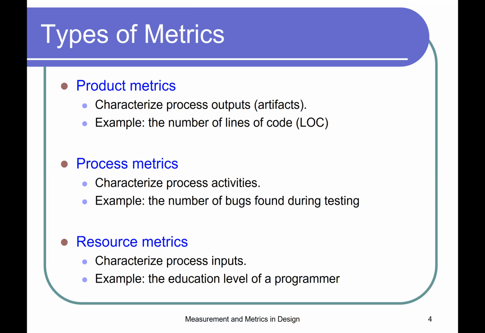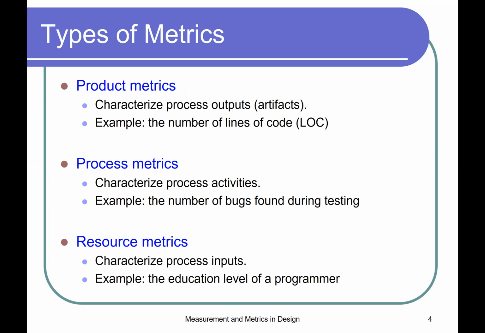Now when it comes to software, there are three aspects that we gather metrics about, because at the end of the day, software is about creating a product. But in order to create a product, there's got to be a process that leads to the creation of the product. This process requires some resources. Each one of these three aspects, the resources, the process, and the product, can have metrics.